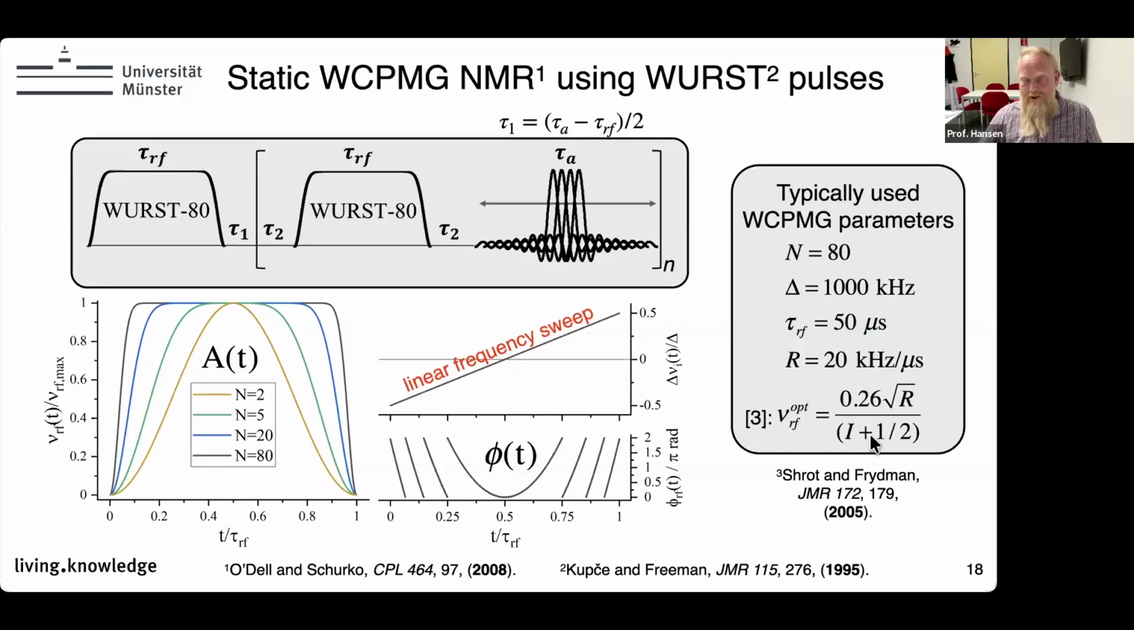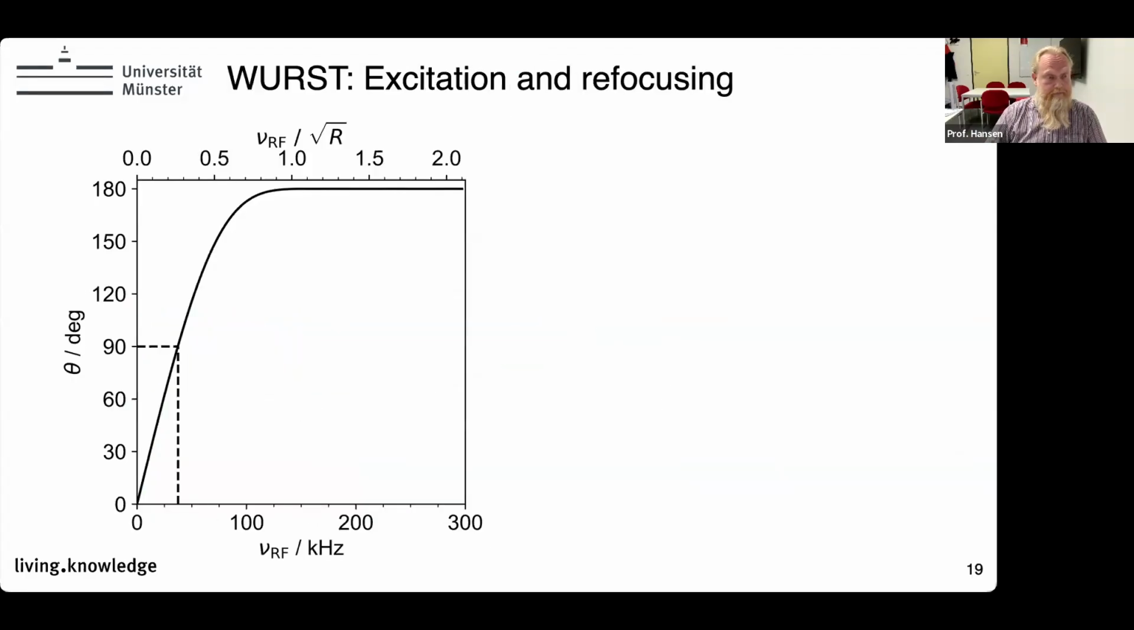Depending on, of course, what you want to excite, if you want to excite a quadrupolar nucleus and want to be central transition selective, you have to scale the pulse with I plus 1/2. But let's have a look at this case here, this formula here. You can, of course, also simulate this, and we did this using Simpson.